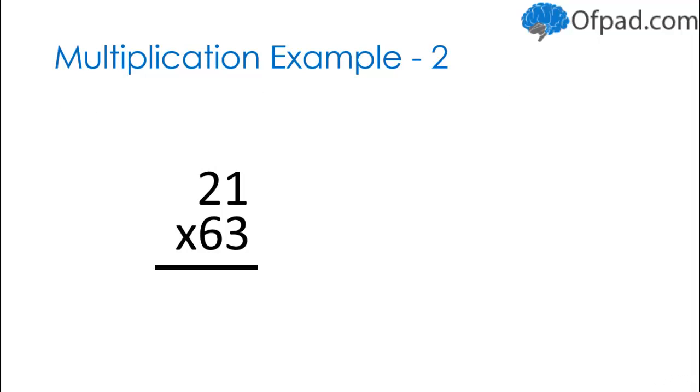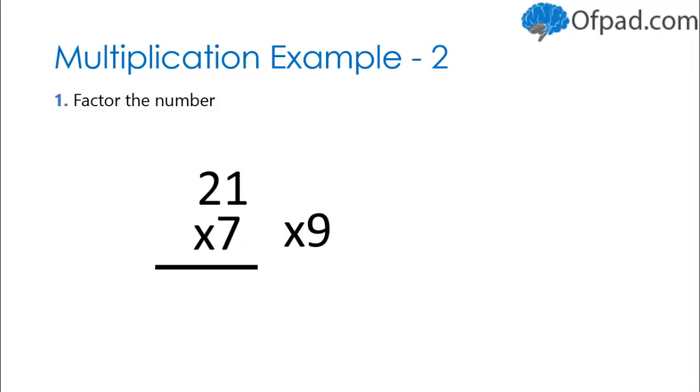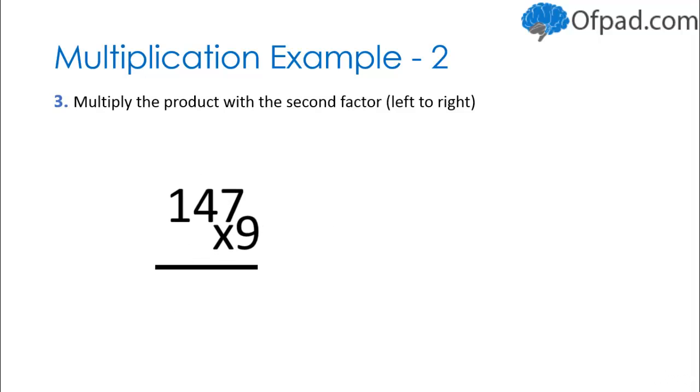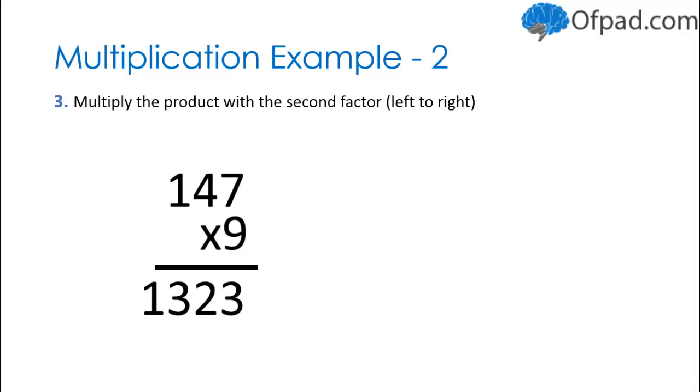Multiply 21 by 63. Factor one of the numbers. Let us factor 63. So 63 can be factored as 7 into 9. Multiply the number with the first factor. So multiply 21 by 7 left to right. You get 147. Multiply the product with the second factor. So now take 147 and multiply it by 9. Multiply from left to right. So 147 multiplied by 9 is 1323. And 1323 is your final answer.